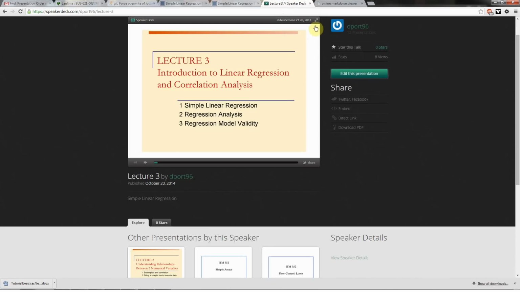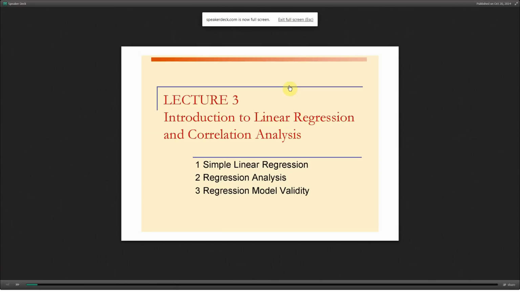So let's go to our slides. There's pretty much three parts to this. We're going to talk about what is regression, and then linear regression as a model of the relationship between two variables. And then we're going to discuss the different ways to analyze the results of a regression. And then we're going to talk about how do you tell whether your regression model was valid. That means, is it good for making predictions or forecasts?